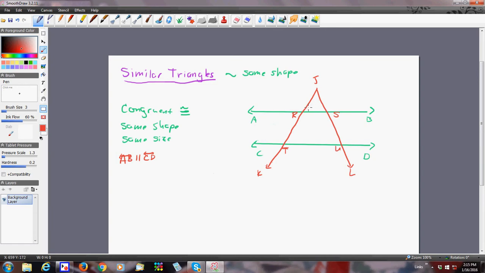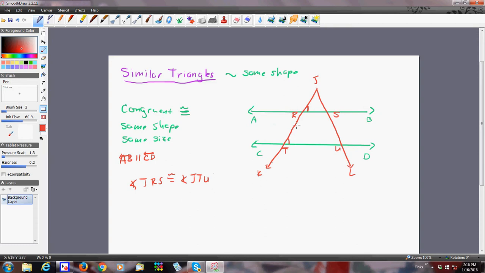Take a look at this. I hope you recall that angle JRS is going to be congruent to angle JTU. And the reason why is because they are corresponding angles formed by a transversal and parallel lines.